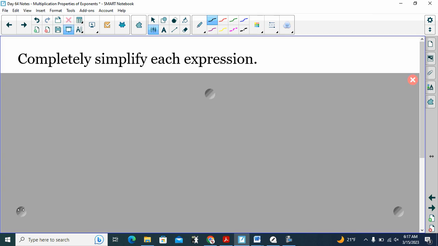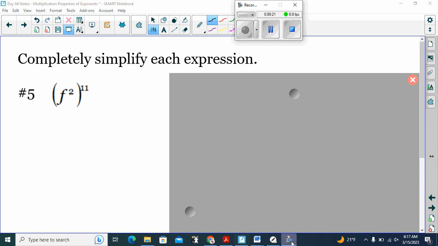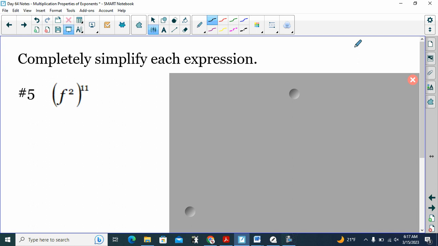Number 5, f squared to the 11th power. Again, we've got a power of a power. When that's the case, we multiply the exponents. 2 times 11, f to the 22nd.